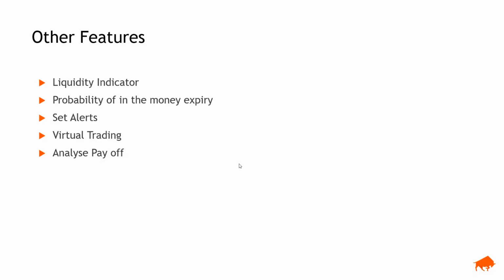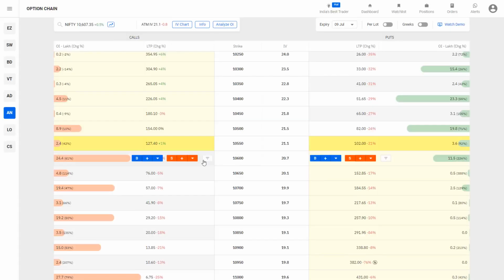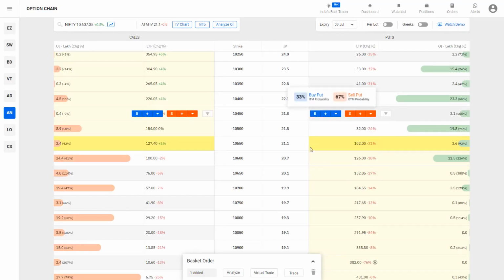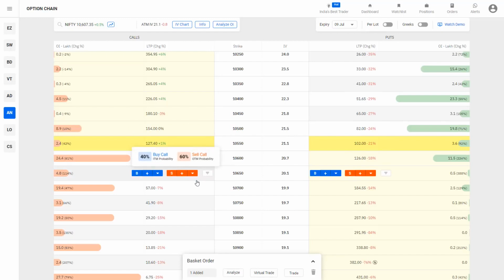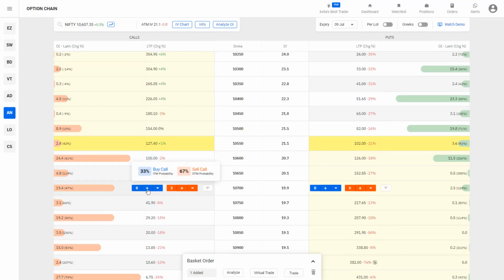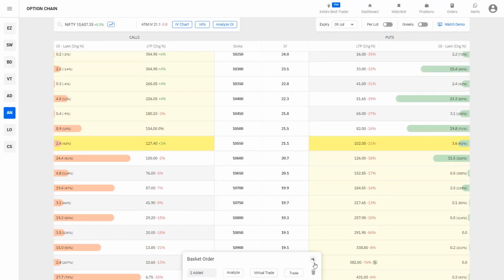What else can you do? You can analyze payoff, which we already showed, and you can create a basket order and analyze the payoff. Now this is very interesting. So let's say you want to do a call spread. Let's say I want to sell this 10600 call. So I'm going to do this 10600 call, sell one quantity, and I want to buy a 10700 call as protection, right? And now I'm looking at it, so I can see there's a basket order getting created, 10600 call sell and 10700 call buy.